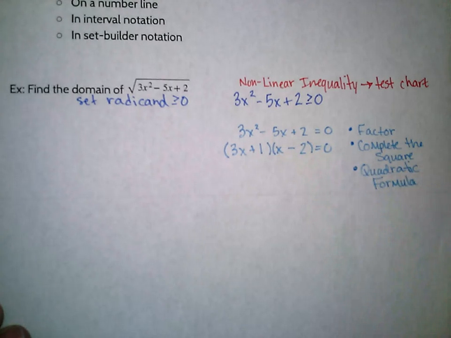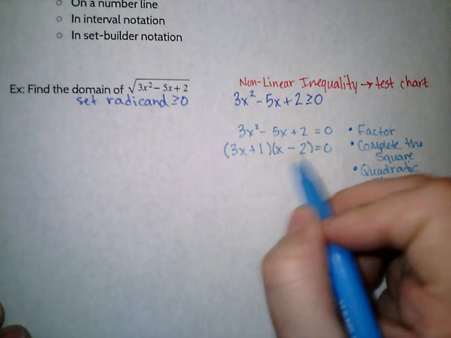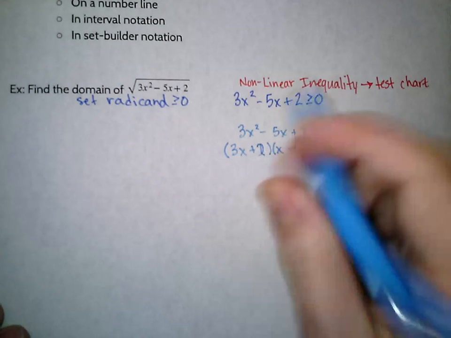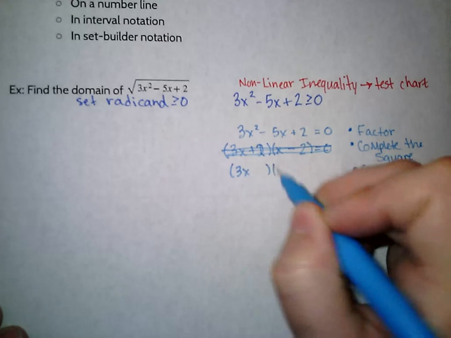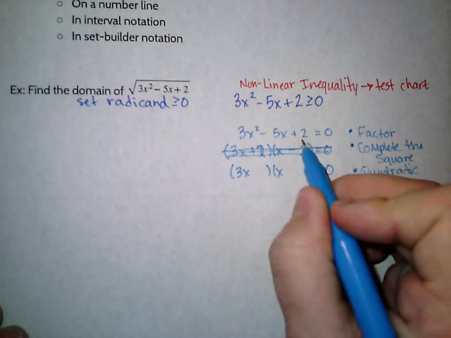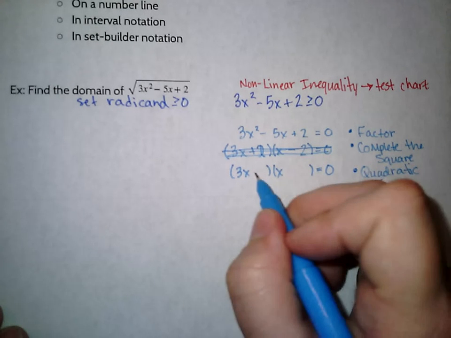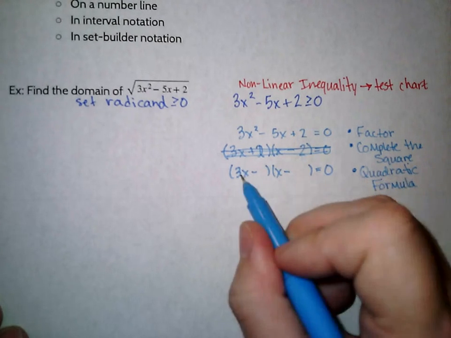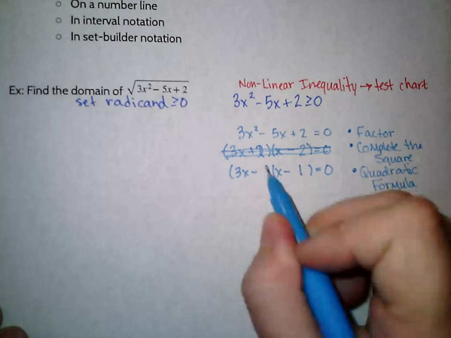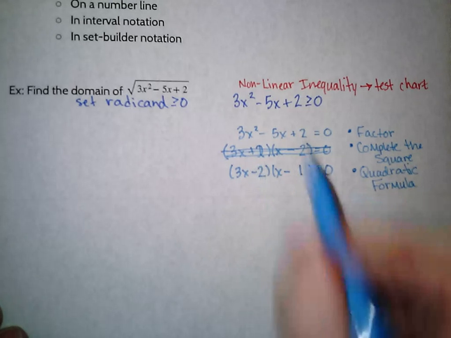So, oh, that can't work. That has to go here. So 3x, x. So I have to multiply to get positive 2. So both of my values have to be negative in here. So if I do 3x times negative 1, that's negative 3. x times negative 2, negative 2. Okay, got it.